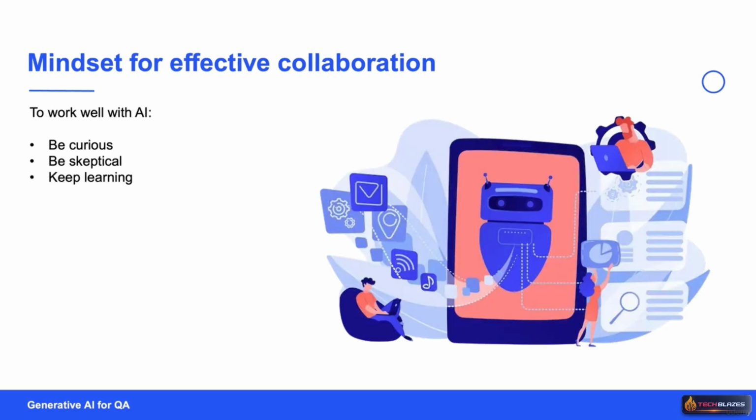Working with AI is not just about tools, it's about mindset. The best testers who use AI effectively are curious, skeptical, and always learning. They experiment with prompts, compare results, and don't accept the first answer blindly. They treat AI like a colleague, sometimes helpful, sometimes wrong, but always worth listening to. That's the mindset that will keep you relevant in the future of QA.